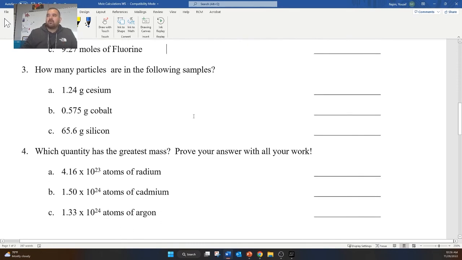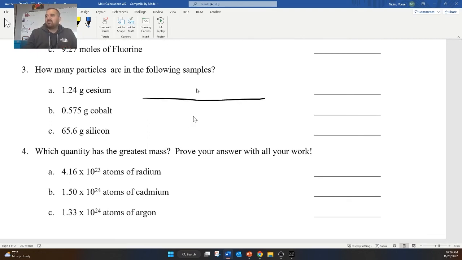Let's go to number 3. How many particles are in the following sample? So 3 and 4 are going to both be 2-step equations. So for 2-step equations, you're going to need 2 dividers. So we're going to start by putting in 1.24 grams of cesium. And then because we have grams up here, we need to put grams down here. The molar mass of cesium is going to be 133 grams of cesium for 1 mole of cesium.